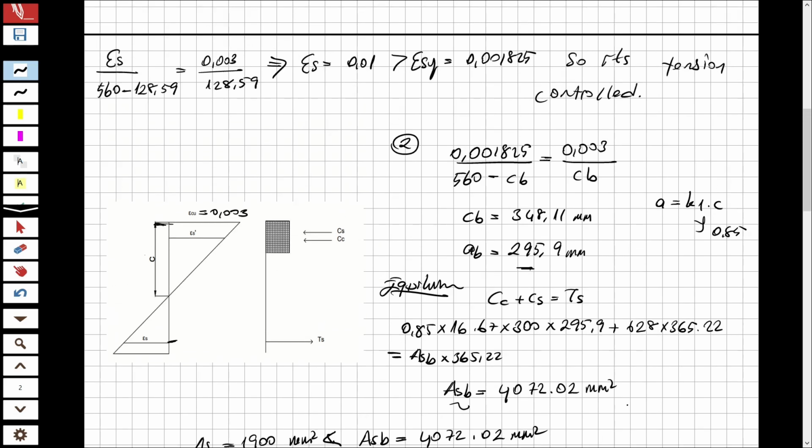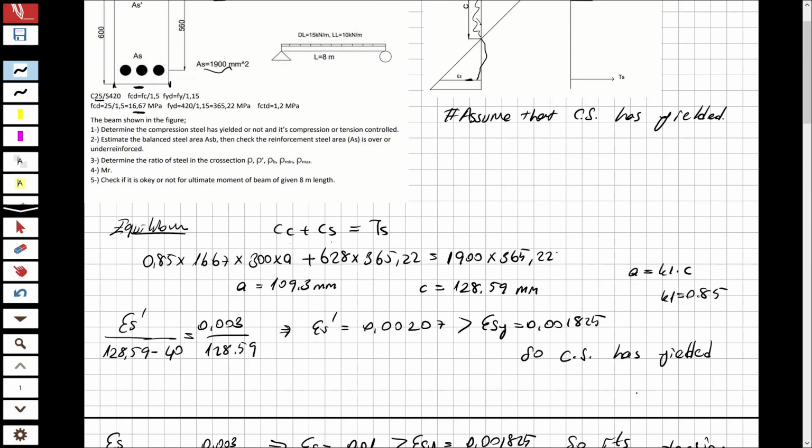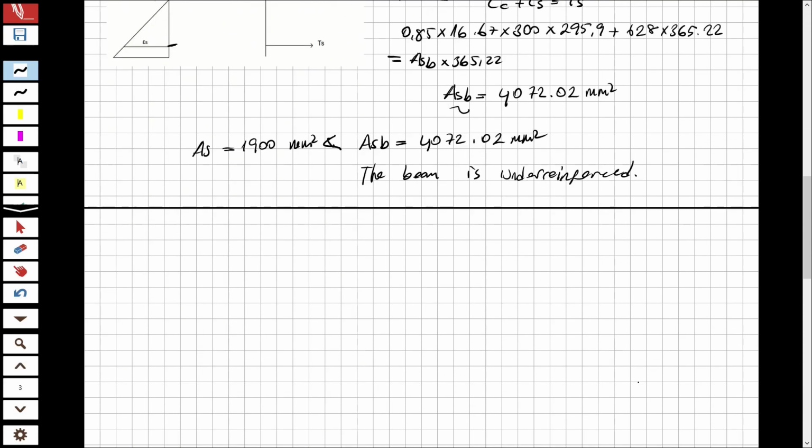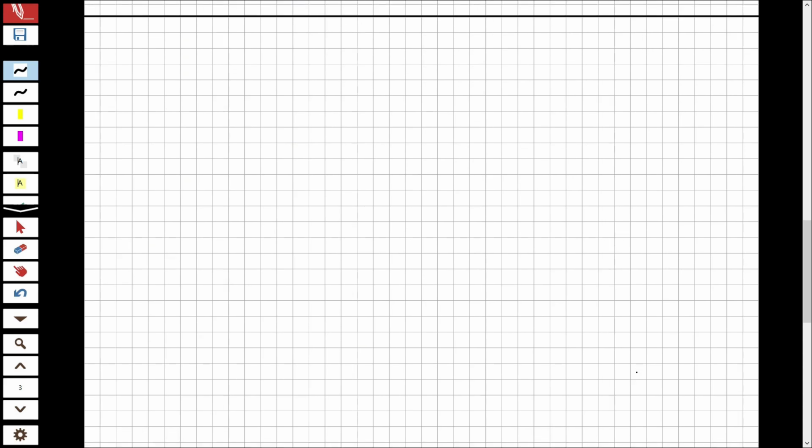And now we solve the second part. So let's solve the third part. For the third part, we say determine the ratio of steel in the cross section. So let's write them here. The ratio of steel in the cross section. For example, rho for the tension steel is going to be As over bw multiplied by d.